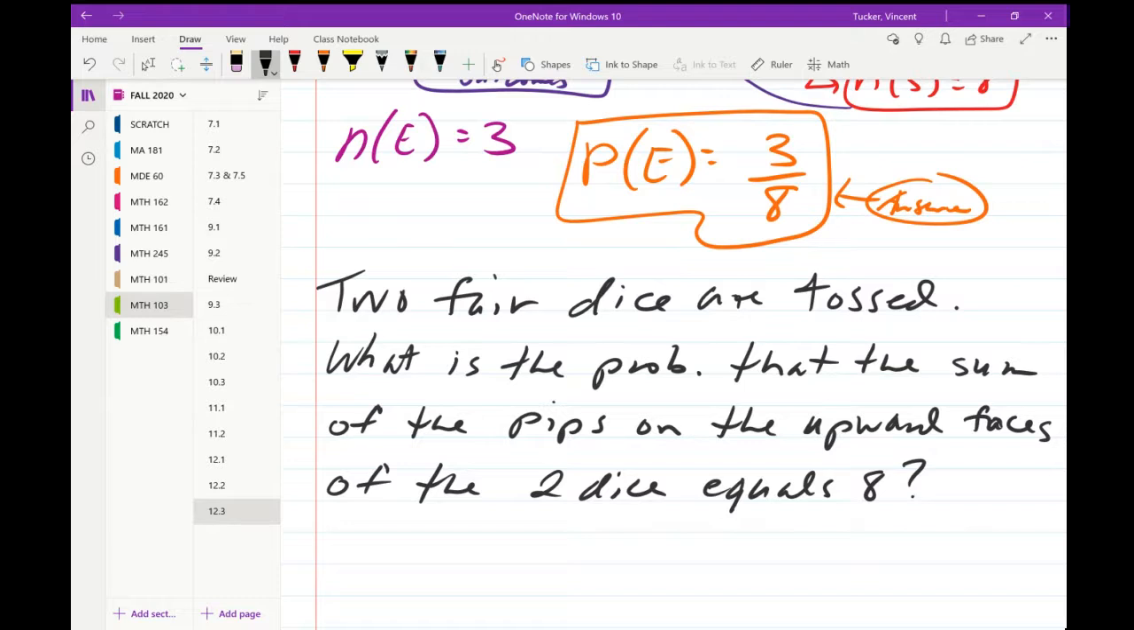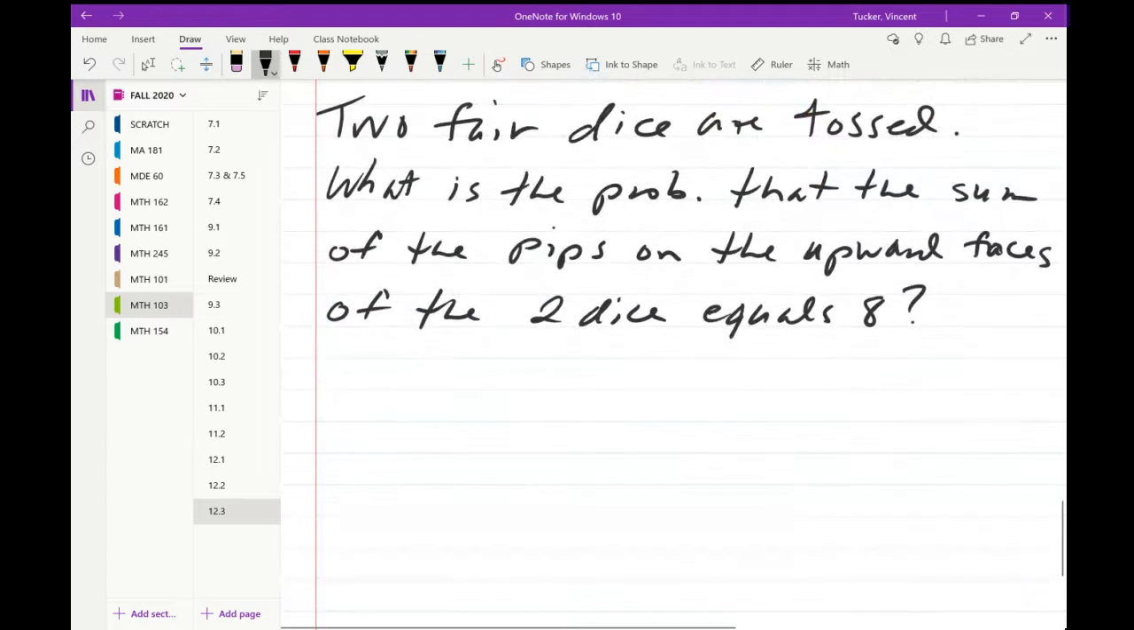All right, so we have 2 fair dice that are tossed. What is the probability that the sum of the pips on the upward faces of the 2 dice equals 8? So before we had 1 die being tossed. Now we have 2 that are being tossed, 2 dice.